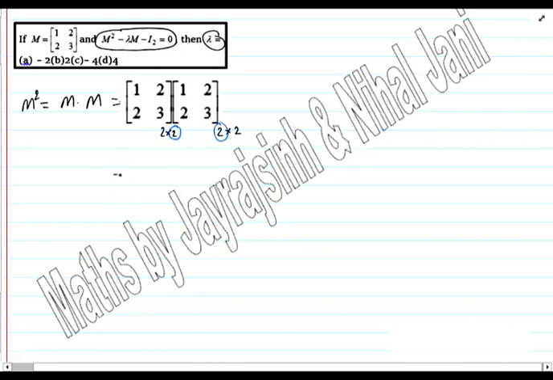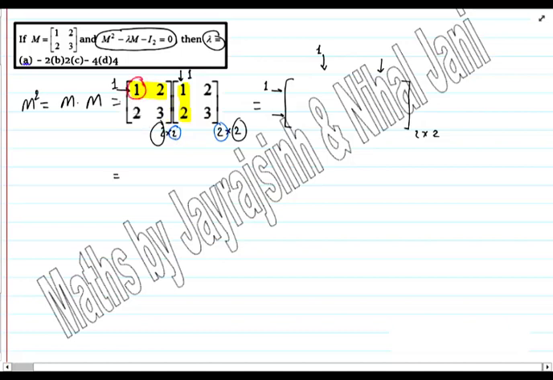Okay, so our answer must be in terms of 2 cross 2, right? So the resultant matrix will have 2 rows and 2 columns, right? The first element, in the first row and first column, will be produced by multiplying corresponding terms of the first row of the first matrix and the first column of the second matrix. So let's multiply the corresponding terms.